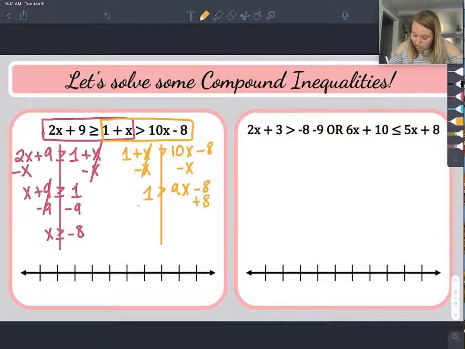Add 8 to both sides, so that step did differ. And I'm left with 9 is greater than 9x. Lastly, we're going to divide by 9, and x is less than 1.